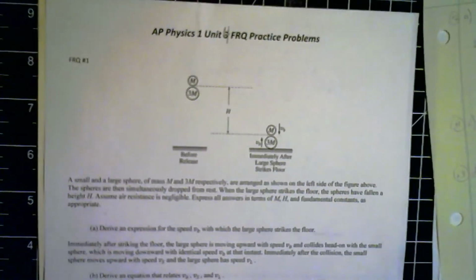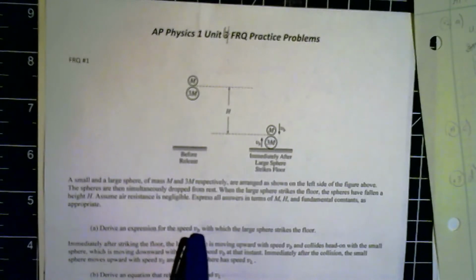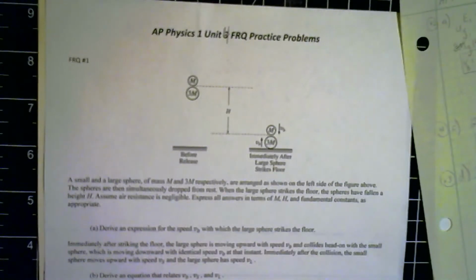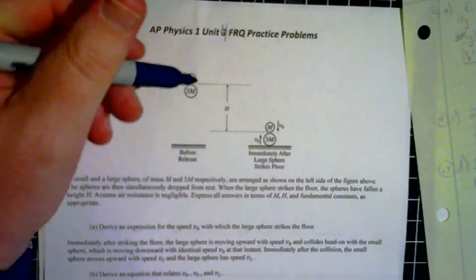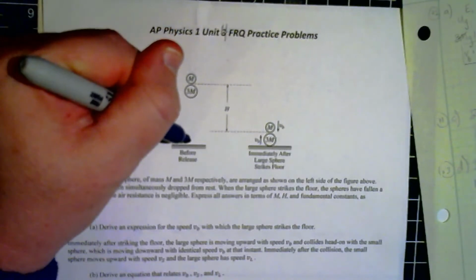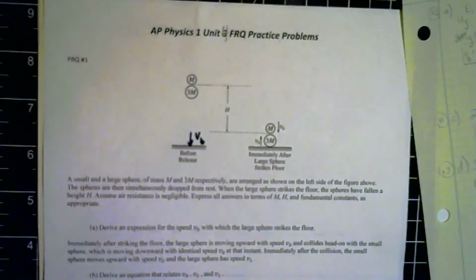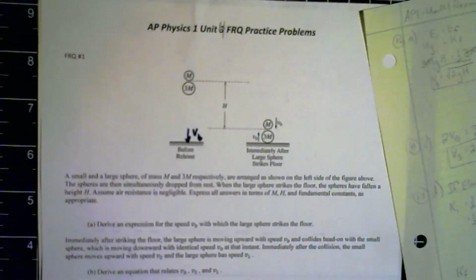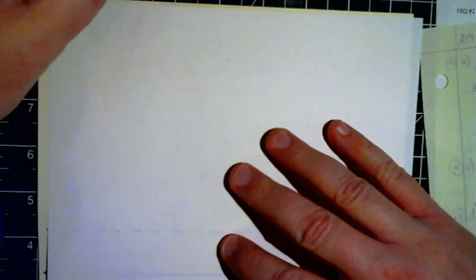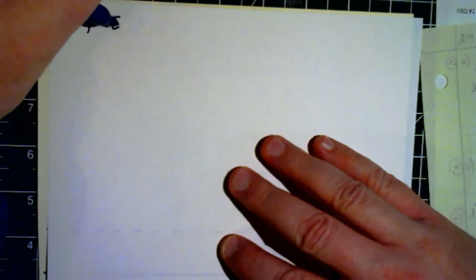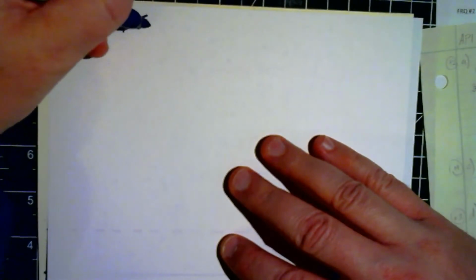It says derive an expression for the speed, VB, with which the large sphere strikes the floor. And so this ball right here is going to come down and hit with a speed of VB in the first part. Okay, so that's pretty straightforward. What we need to do is use conservation of energy. You could also use kinematics if you wanted to, but conservation of energy is a lot easier.